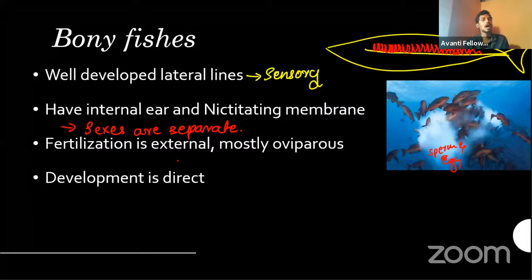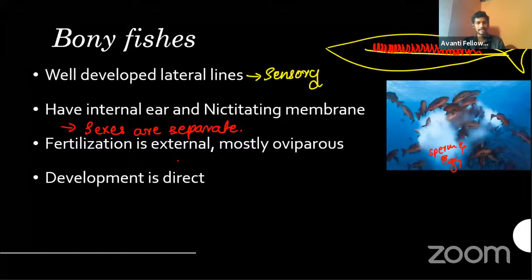Someone is asking about discussing the internal ear and excitating membrane. They have the internal ear like us. We already discussed the statocyst, right? Statocysts help aquatic forms in balancing, but in ourselves, what happens? We have the internal ear, filled with a fluid, which helps in balancing. The same thing happens here. Bony fishes have the internal ear and it helps in balancing their body. They don't have the statocyst.